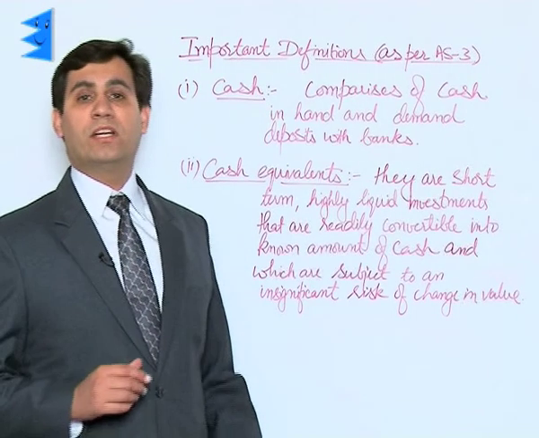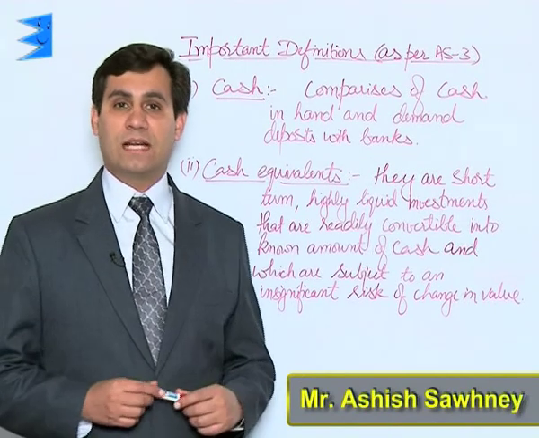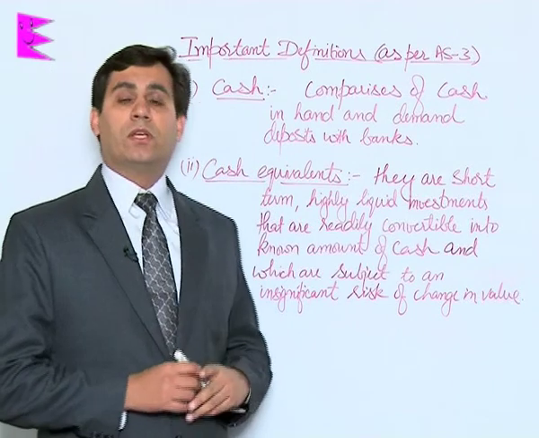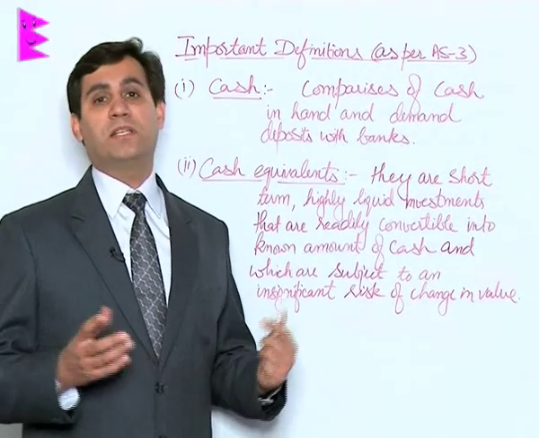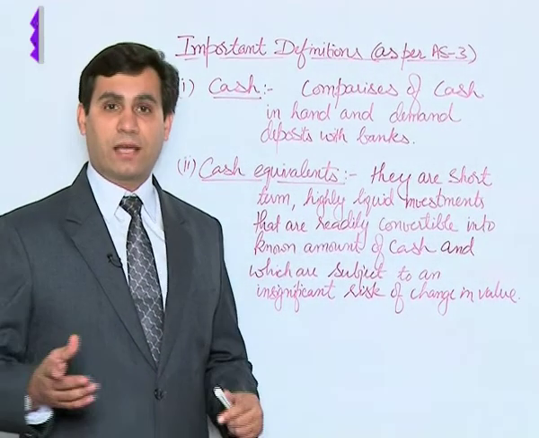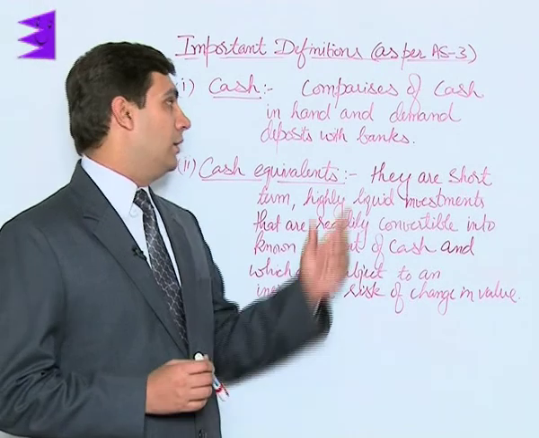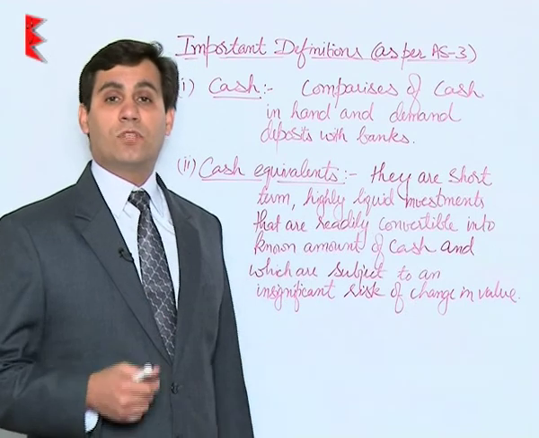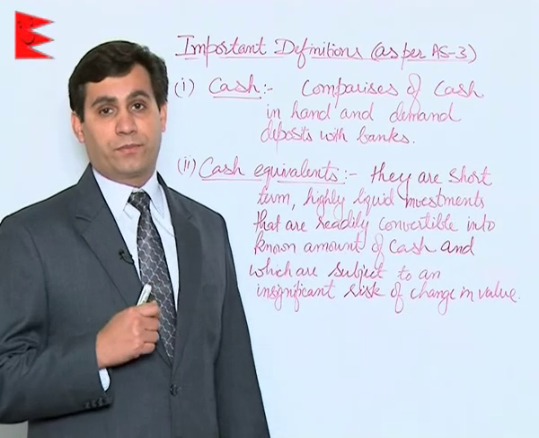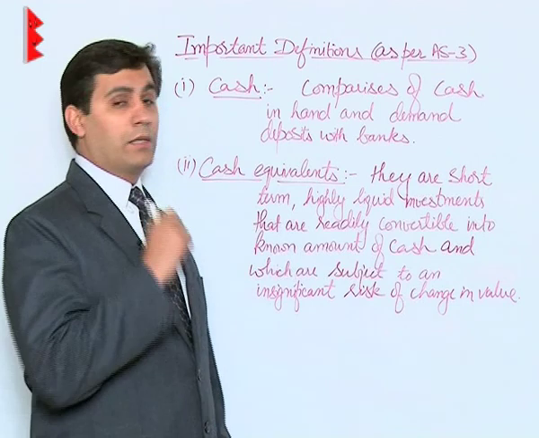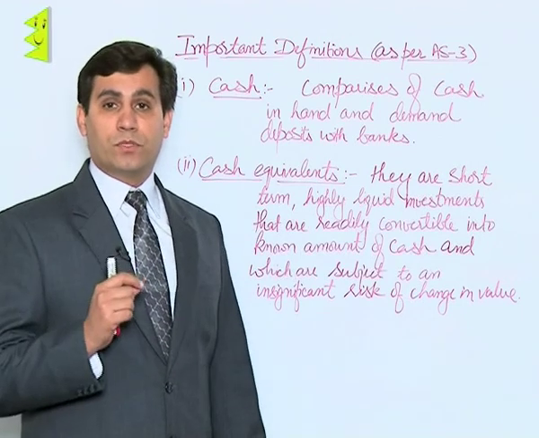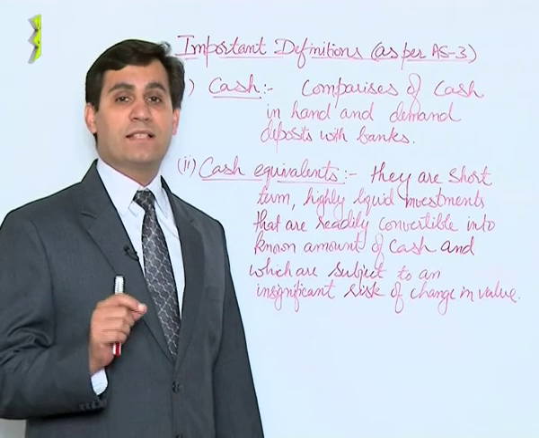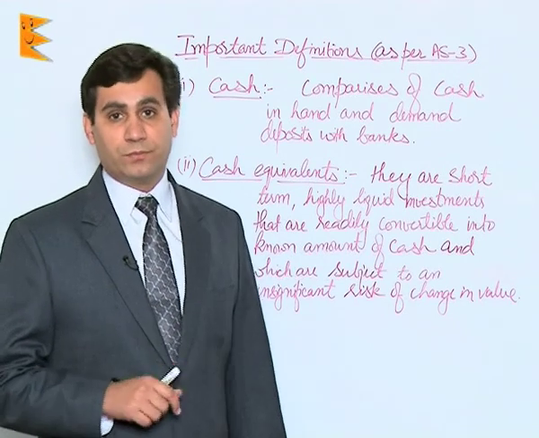Let us come to some important definitions as given under Accounting Standard 3. The first one being cash. Now what is cash? Cash here implies hard cash, that is currency, and the money that is there in banks in terms of deposits like demand deposits or bank accounts. So that means cash includes hard currency and the money that is kept in bank accounts.